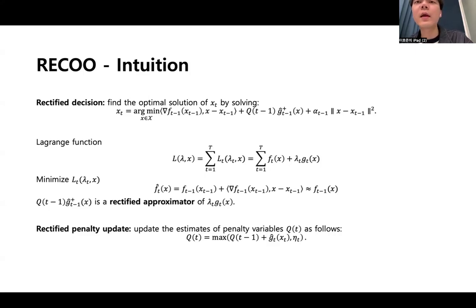However, X_T actually minimizes L_{T-1}, and the alpha term makes X_T and X_{T+1} close, mitigating this issue to some extent. They approximated lambda_T with Q_{T-1} and rectified G_T. After observing the constraint function G_T, we increase Q_T by the violation in round T, setting the minimum violation to eta_T.